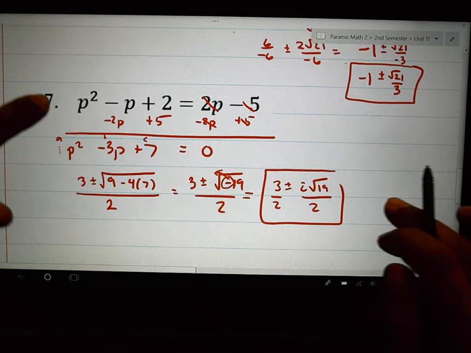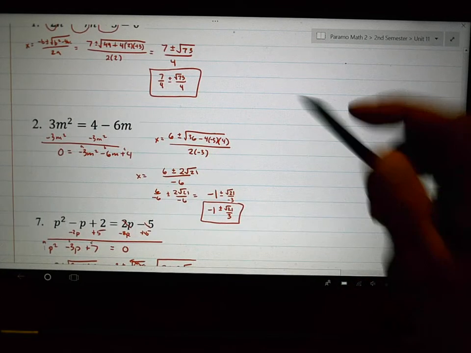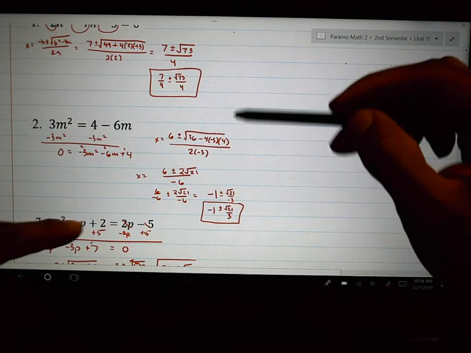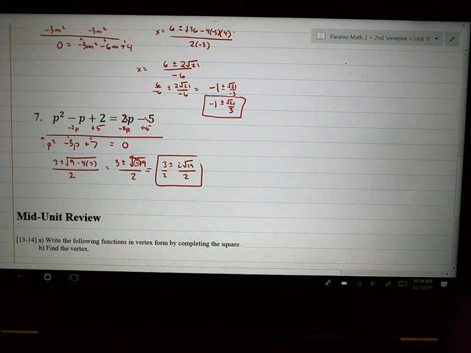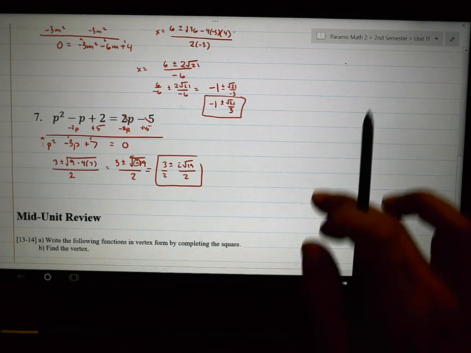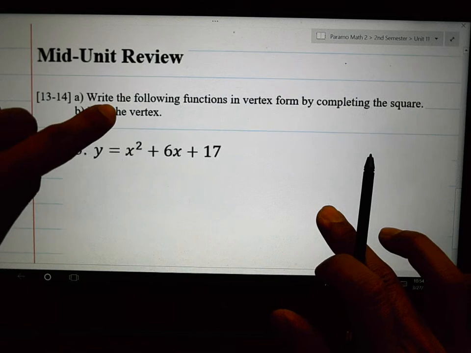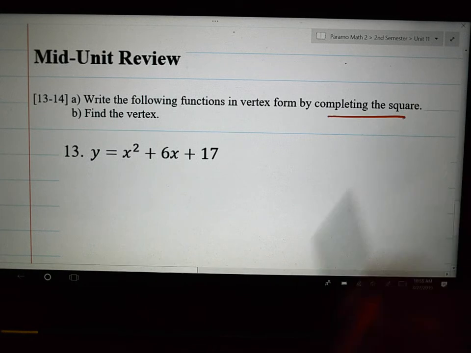So the quadratic formula isn't too difficult. You just have to know what to plug in, get it in standard form first. Sometimes it's going to simplify. Sometimes you might have to use an imaginary unit. And then what your worksheet does is it goes into a mid-unit review. Like, hey, do you remember what we did in section 2? It asks you to complete the square, which is what we did in section 2.